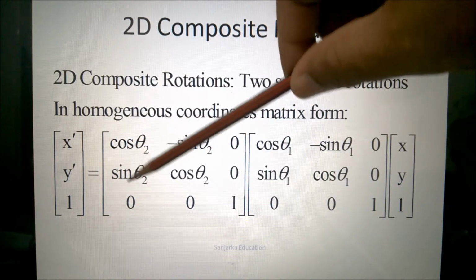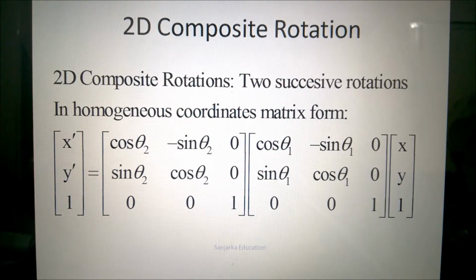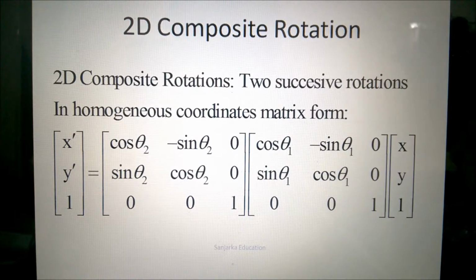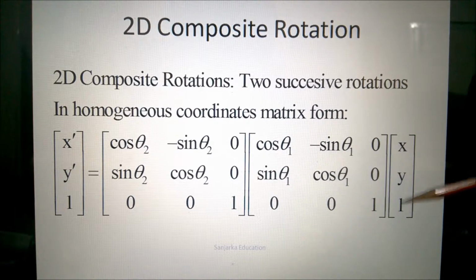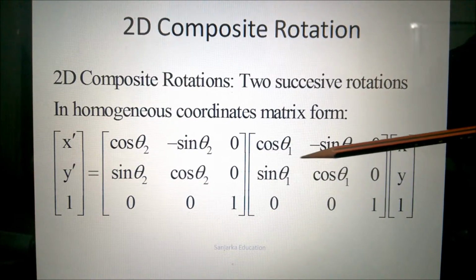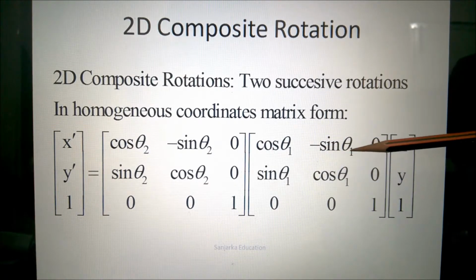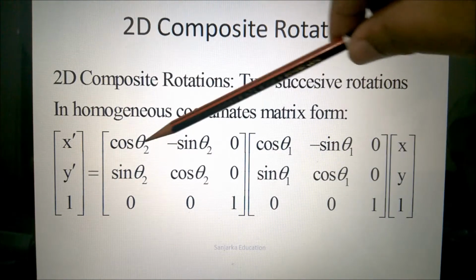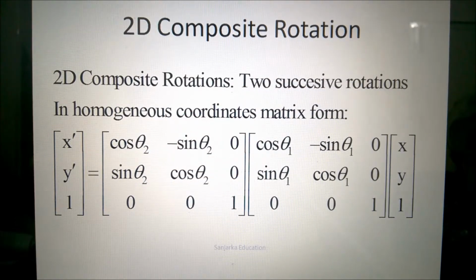And this is the transformation matrix which signifies the second rotation of angle theta 2. Then this is the matrix showing the original coordinate, and this is the final coordinate. Again I repeat, this matrix corresponds to the first transformation, rotation through angle theta 1, and this corresponds to the second rotation by the angle theta 2.